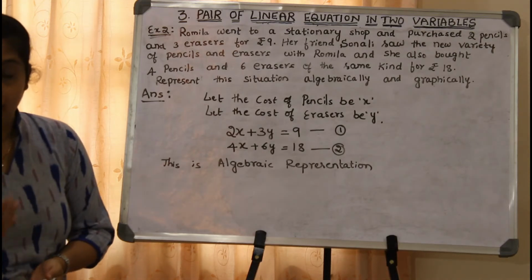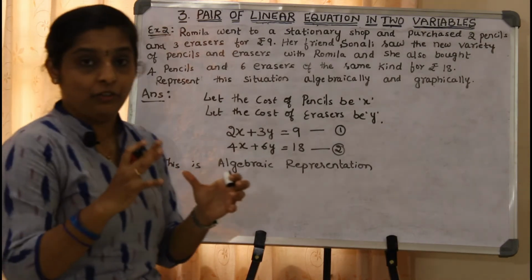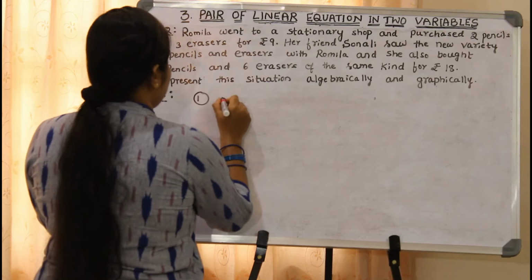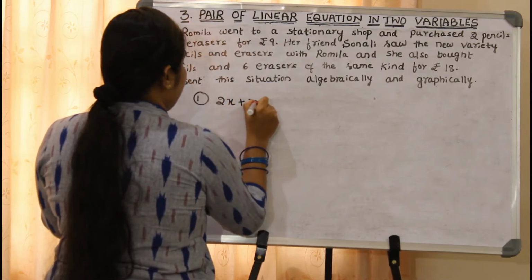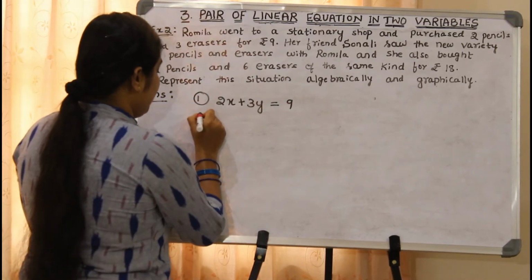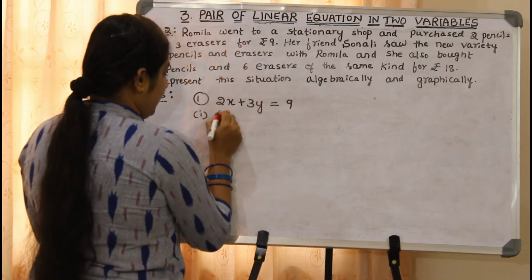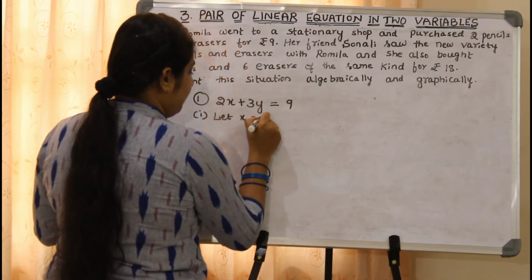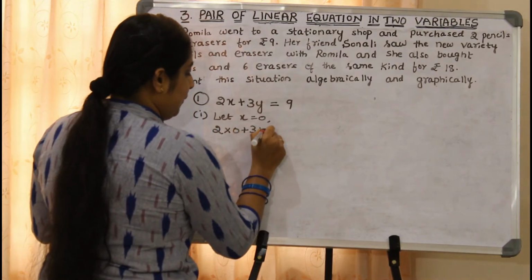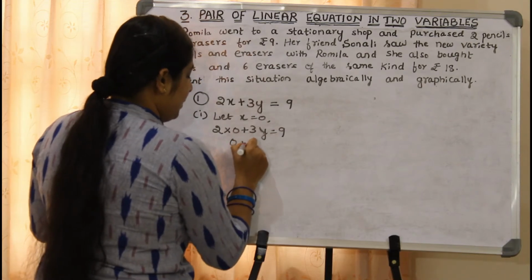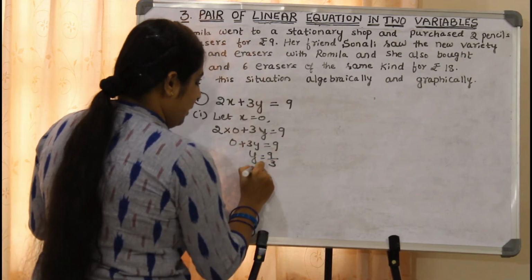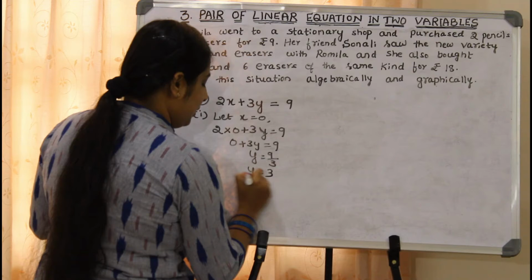Now we have to represent this graphically. To represent them graphically, first we have to find the values. The first equation was 2x plus 3y is equal to 9. So let us put the first value. First let x is equal to 0. Then what happens to y? 2 into 0 plus 3y is equal to 9. 0 plus 3y is equal to 9. Y is equal to 9 by 3, and y is equal to 3.